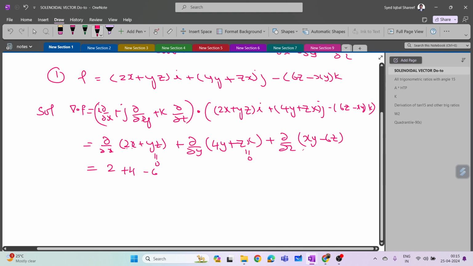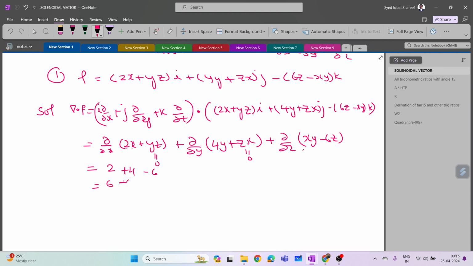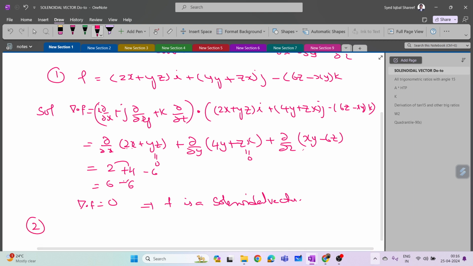What is our conclusion? 2yz plus 4zx minus 6xy, that is 2 plus 4 minus 6, which is 0. That means del dot F equal to 0 implies F is a solenoidal vector. One more example of the same type.